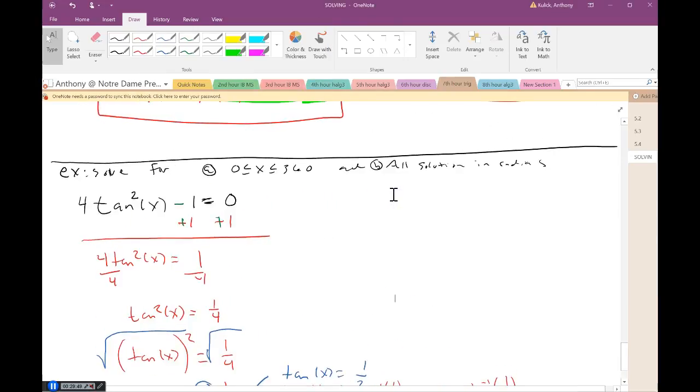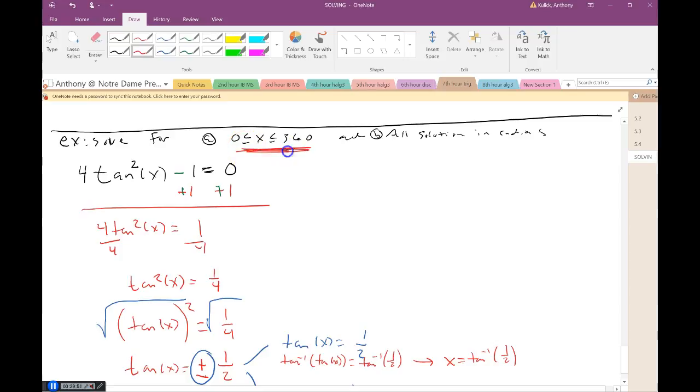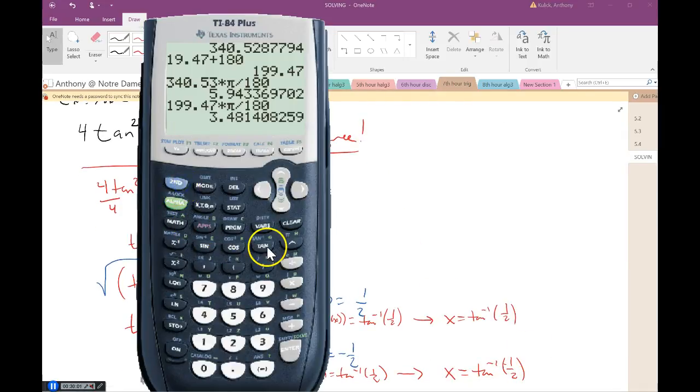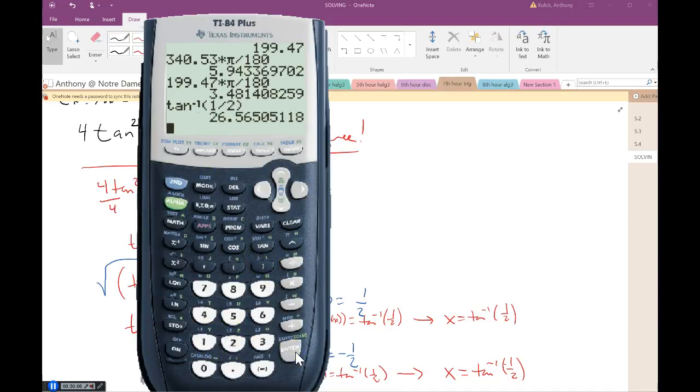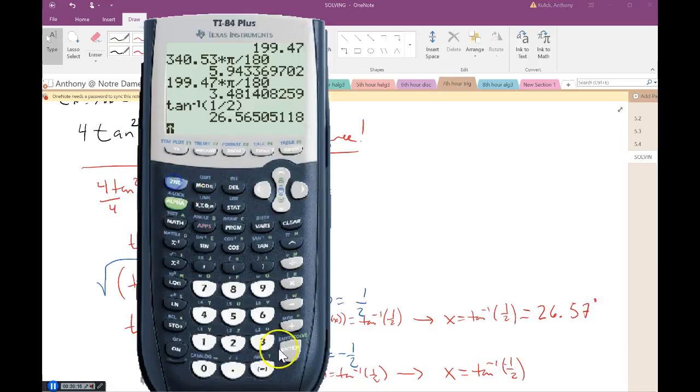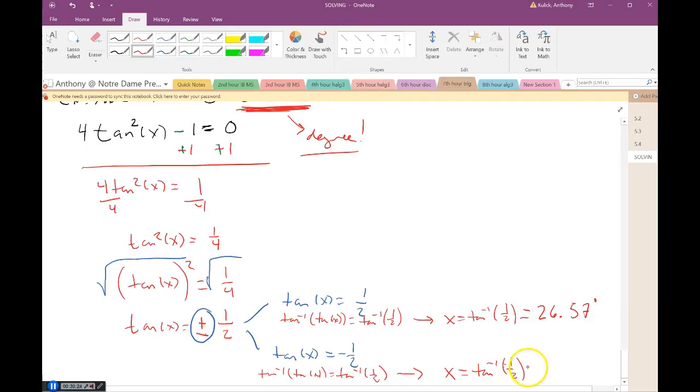Before we do that, what mode should I be in? Degree. Okay. Which is where I left my calculator, so I don't have to do anything there. Tan inverse of 1/2. So 26.57. And then if I do negative, I get negative 26.57.